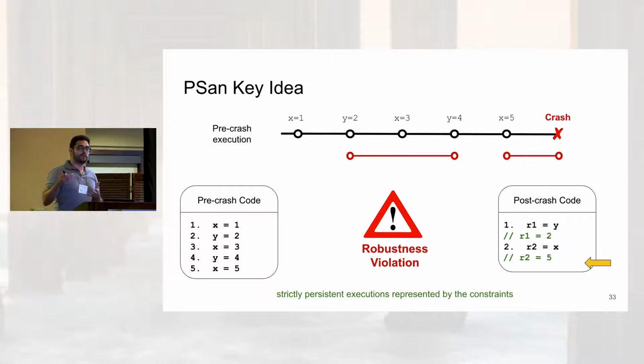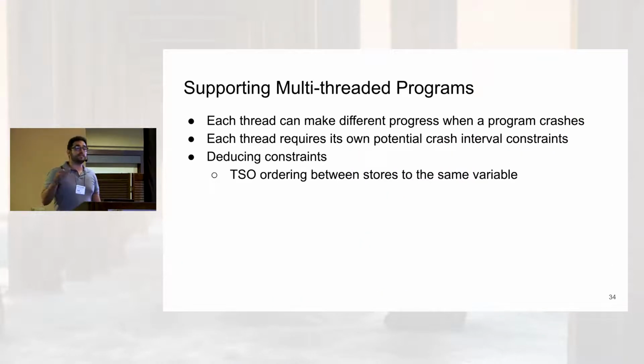Next, suppose the second load reads from the store X equal 5, then PSan adds another constraint that the equivalent execution should crash after the store X equal 5. But as you can see, these 2 constraints aren't satisfiable at the same time, and PSan has found a robustness violation for this execution. We extend this approach to support multi-threaded programs.